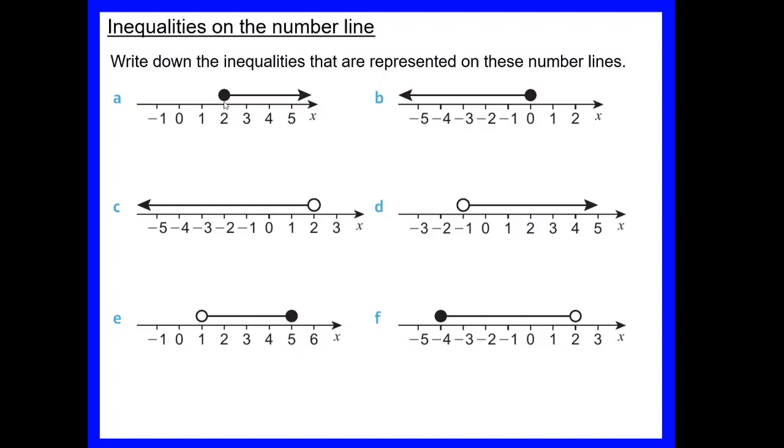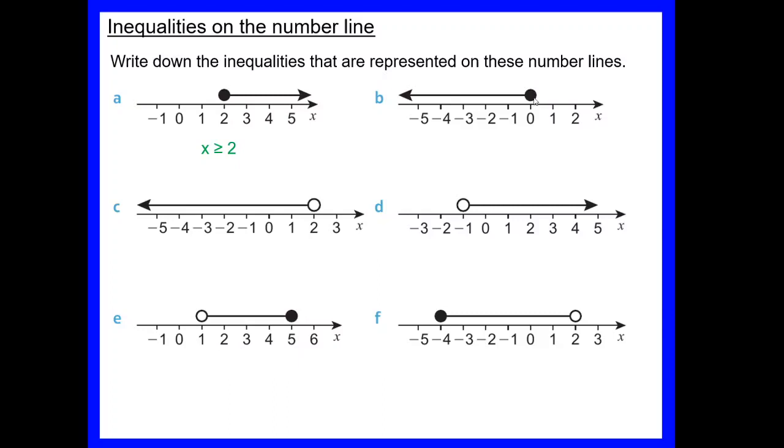Now our first one then, we've got a solid circle above the number 2, and our arrow is pointing at numbers that are greater than 2. So we must be using our greater than or equal to. So again, look to see which way the arrow is pointing. Your inequality should be facing in the same direction. So we've got our X, that's our letter we started with, and we've got greater than, pointing to the right, or equal to because it's filled in, and our number was the number 2.